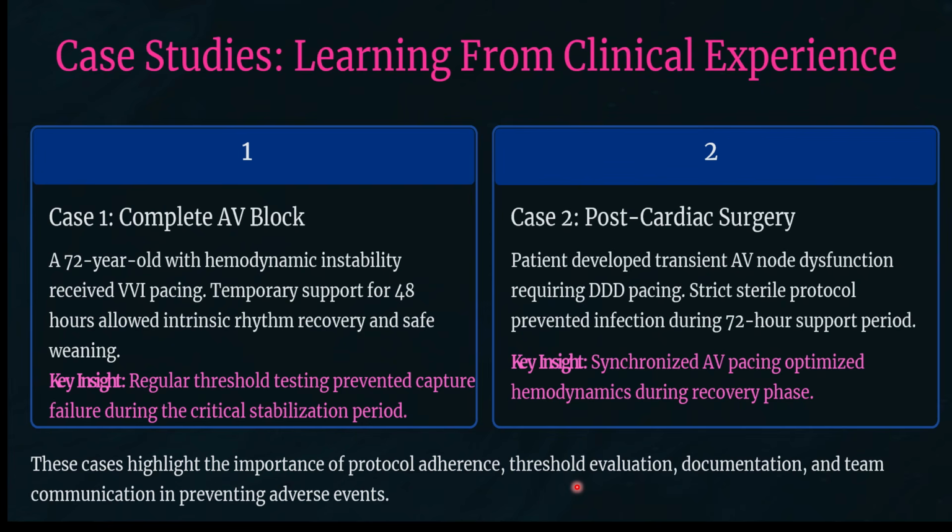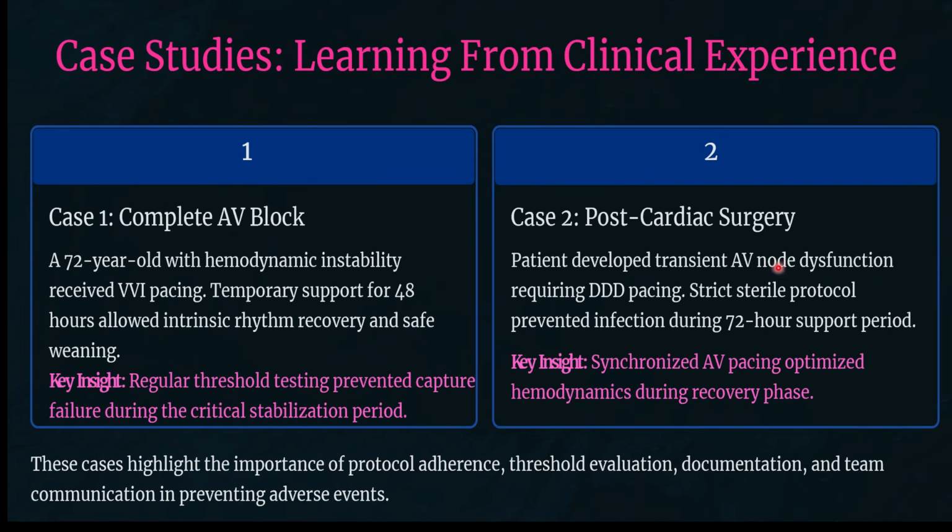Simple case studies from clinical experience. The first case is complete AV block, a 72-year-old with hemodynamic instability. The patient received VVI pacing, temporary support for 48 hours, allowing the intrinsic rhythm to recover and safe weaning. Regular threshold testing prevented capture failure during the critical period of stabilization.